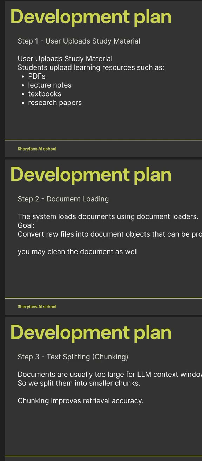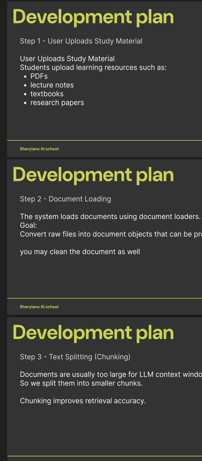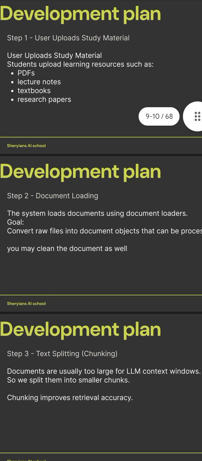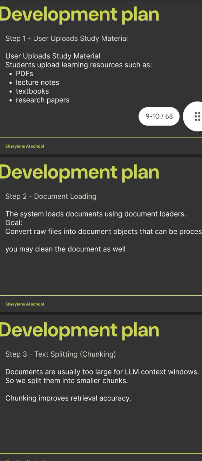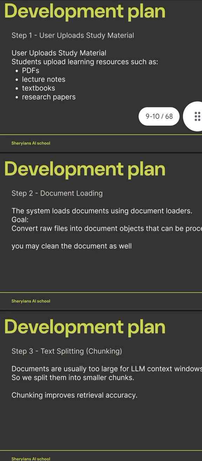Second step is document loading. First they upload their PDF, and then the system loads the document using a document loader tool. Document loader means it is reading your document. Here the goal is to convert raw files into document objects that can be processed. So we are converting raw files into document objects, and you may clean the document as well.